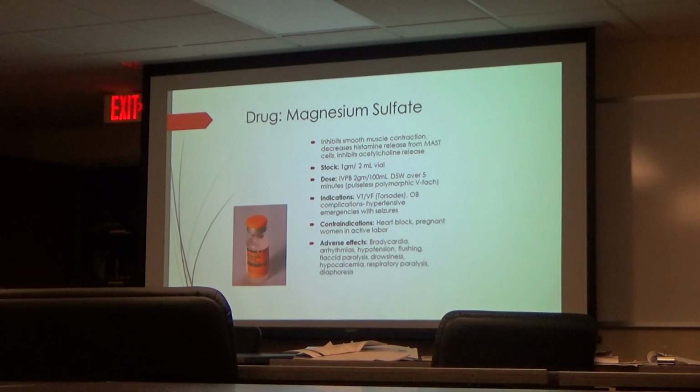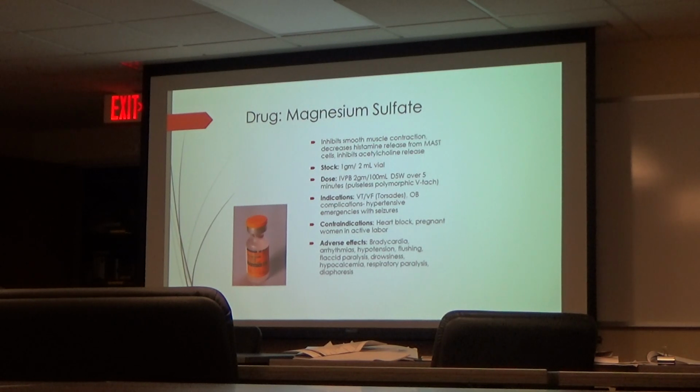Magnesium sulfate is a drug that we use for someone who has polymorphic wide complex tachycardia. That's our Torsades. We use magnesium sulfate for various things, but it's a smooth muscle relaxer. It inhibits smooth muscle contraction. So, someone who is in labor, preeclampsia, seizing, it will help keep the smooth muscle of the uterus from contracting. It will also help those that are having asthma attacks.